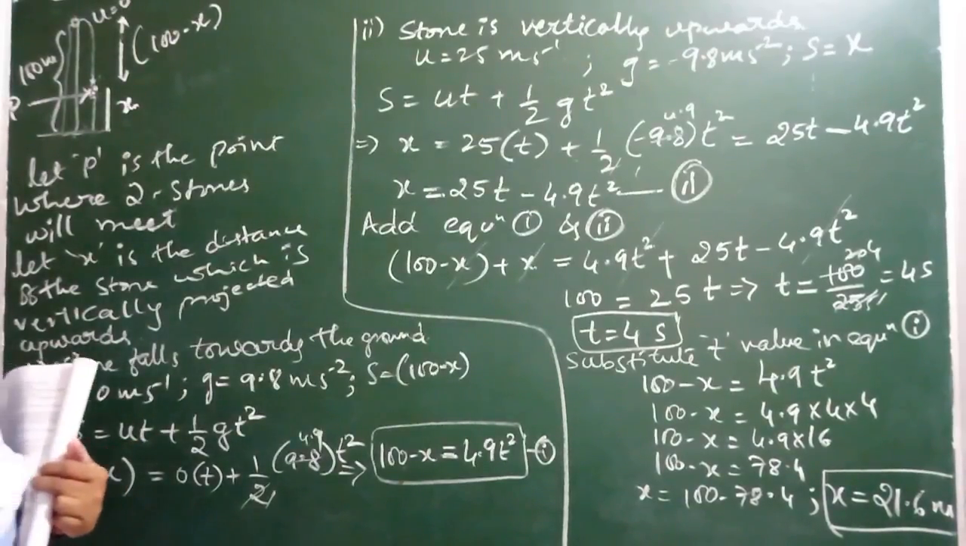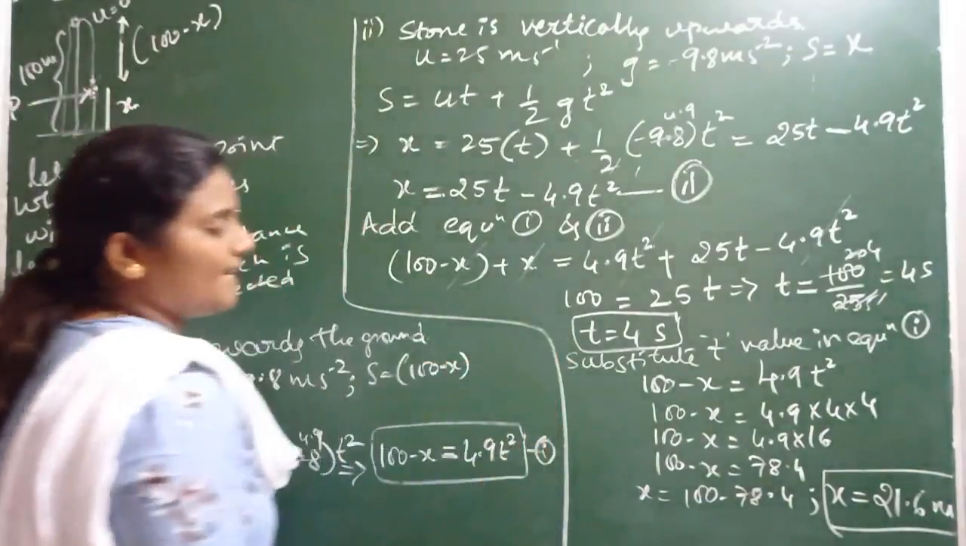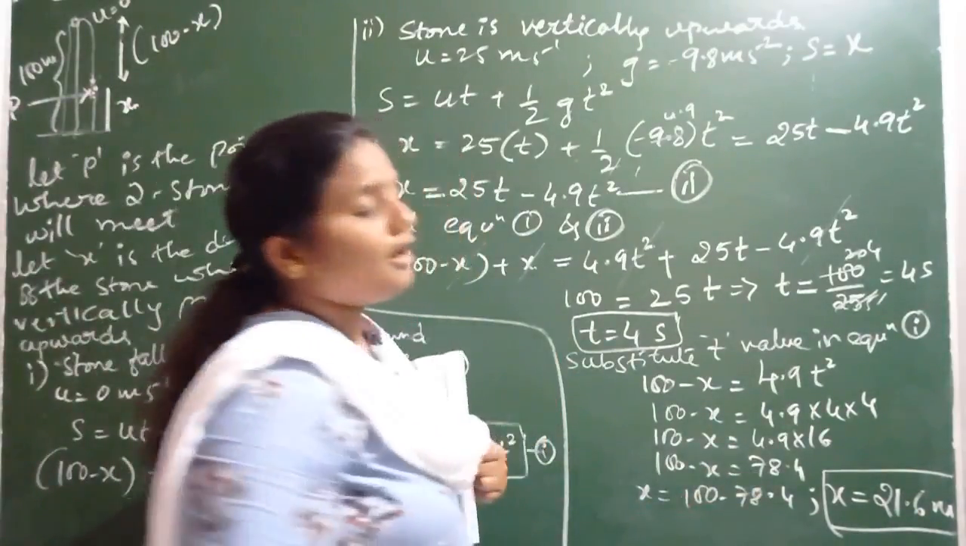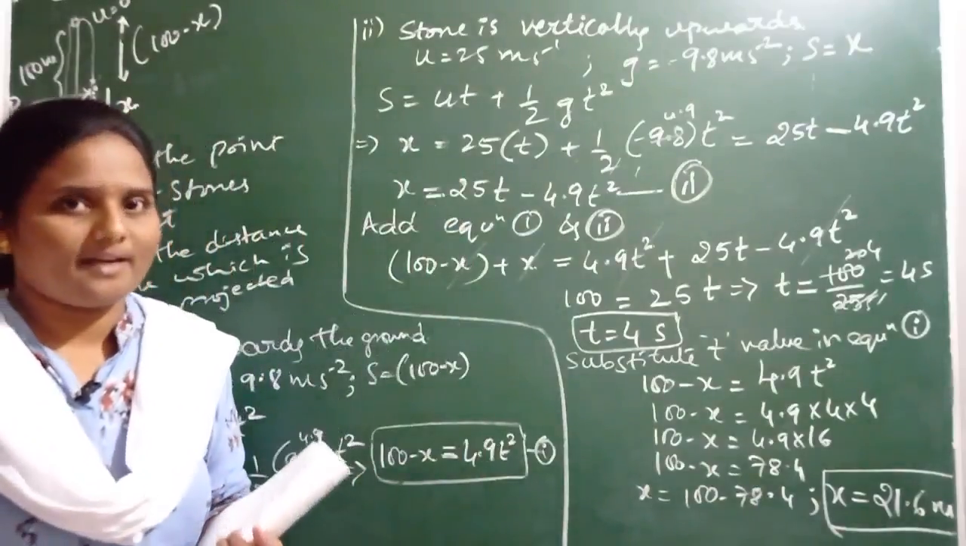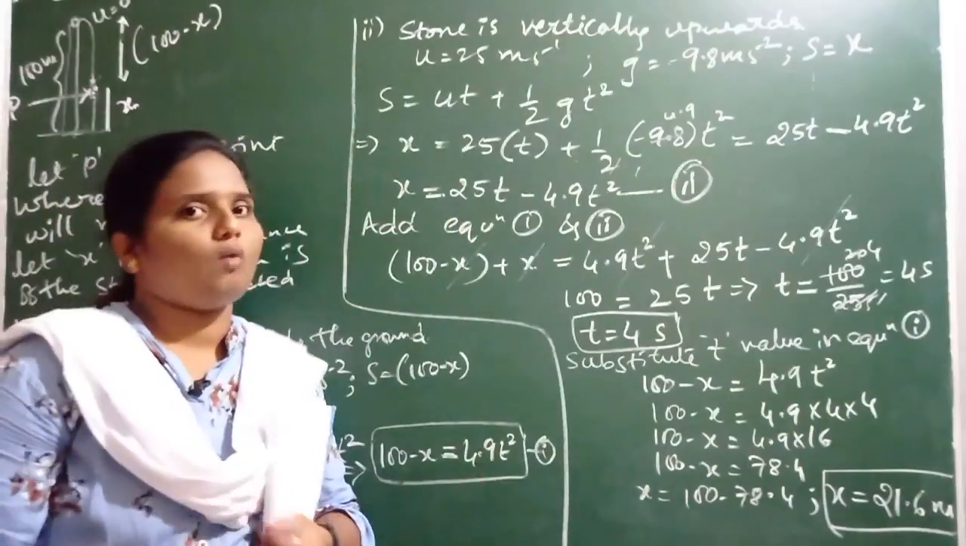So by assuming all these things, then substituting the values in the formula s equals ut plus half gt square, we will get, with the time as 4 seconds, the distance as 21.6 meter. Is it clear, children? Okay, next we will move to the 18th one.